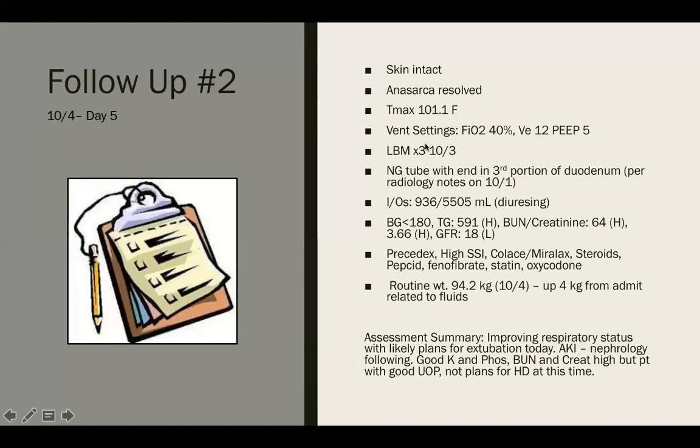She had 3 bowel movements yesterday, so that must have been after we already did our first follow-up, so that's good. NG tube still placed. Eyes and nose, you can see that she's diuresing really well. Blood glucose remaining under 180, which is what we like to see in diabetic patients. Triglycerides still sitting at about the 500 mark. BUN, creatinine are still high, and her GFR is at 18.